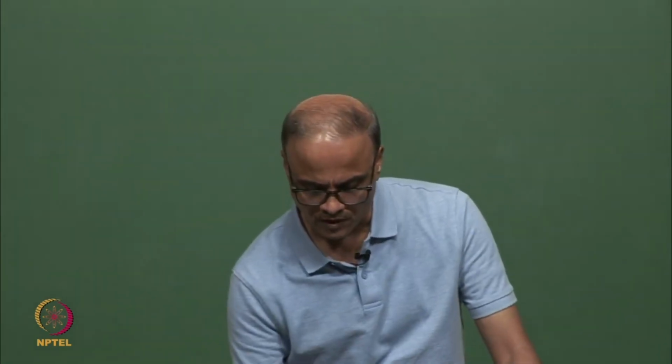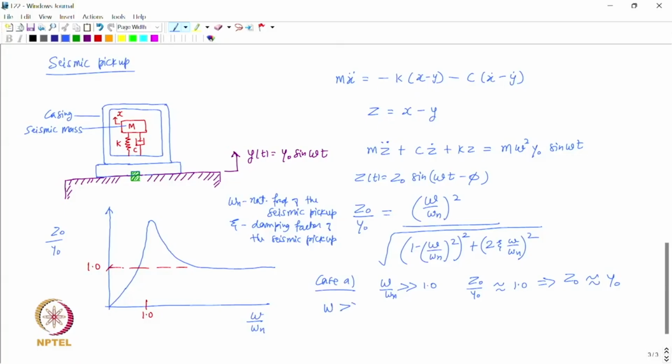So, in the range omega more than omega n, the seismic pickup can be used as a displacement pickup.